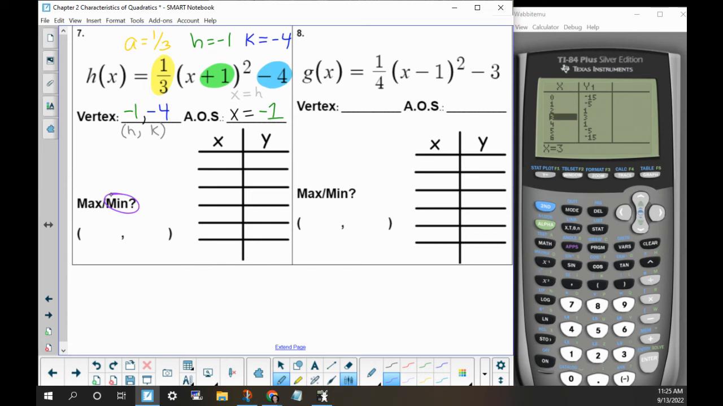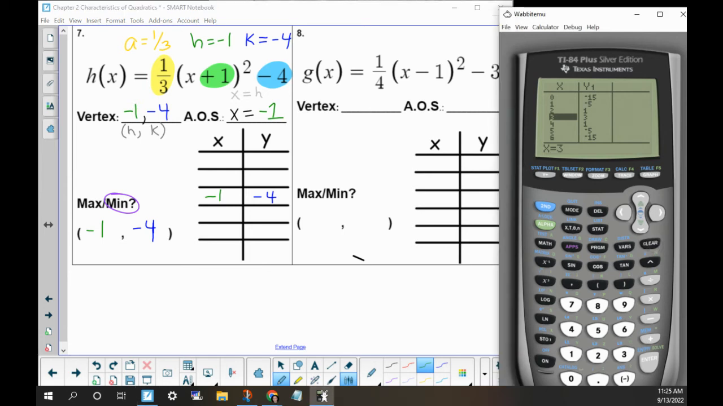All right, and then we'll rewrite our vertex. We've got -1, -4. And then we'll want to write that into our table. You put it in the middle, and it tells you that's where I need to look. So then, what would be the next step here? The equation needs to calculate.